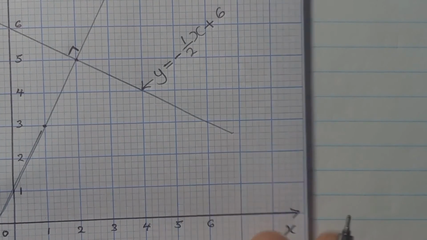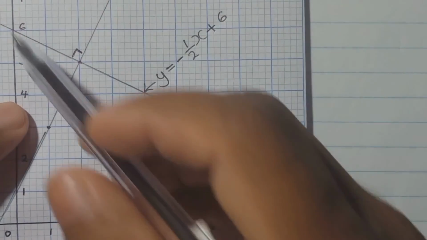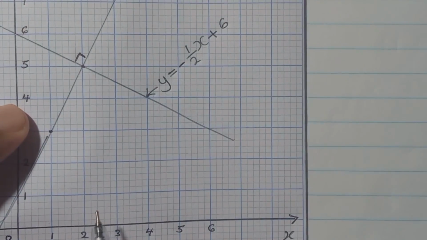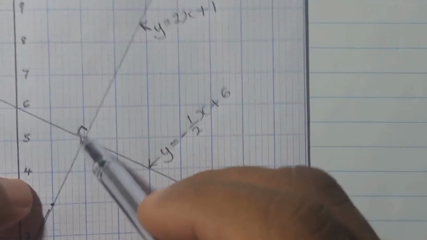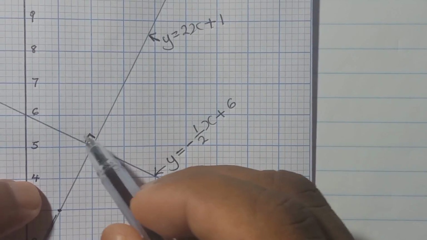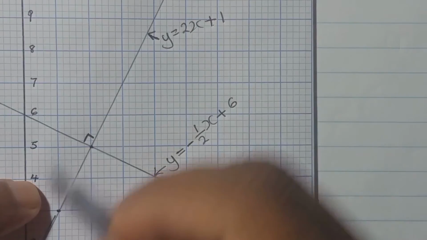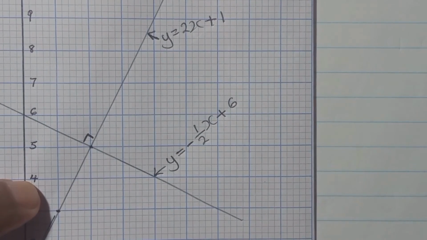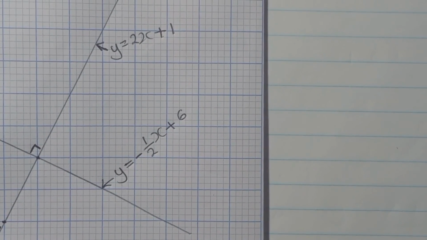Okay, another very important thing: when you have two lines perpendicular to each other. Now you can see here this line and this line, when they intersect, when they cut here, make a 90-degree angle. That means these two we can call perpendicular to each other. When we have that kind of situation, we have something very important.